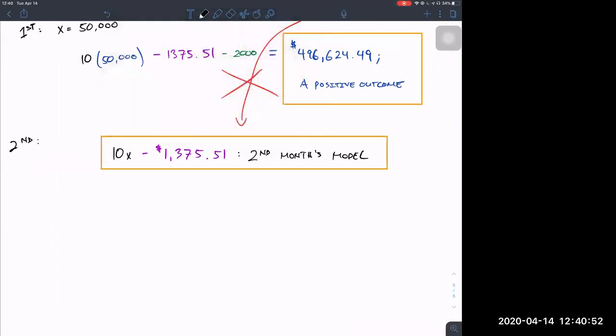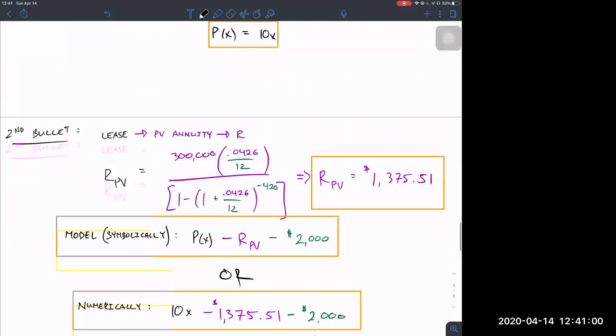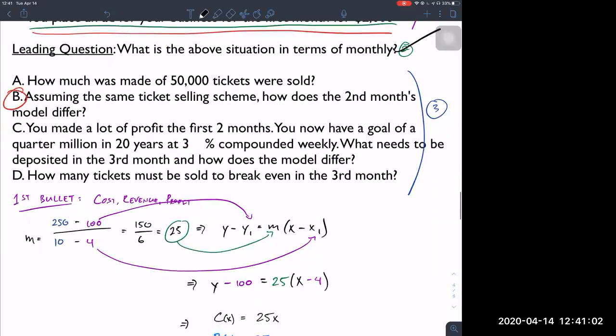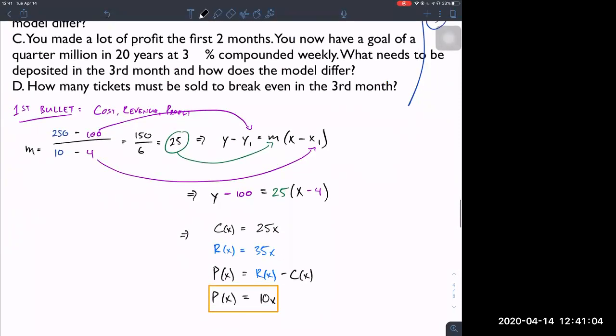For the third question here, right? We're asking now that you made a lot of profit for the first 2 months. You now have a goal of $250,000 in 20 years at 3% compounded weekly. What needs to be deposited in the third month, and how does this model differ?